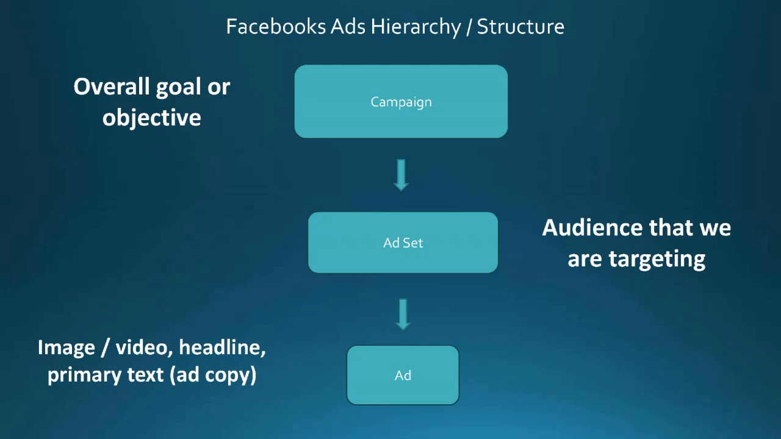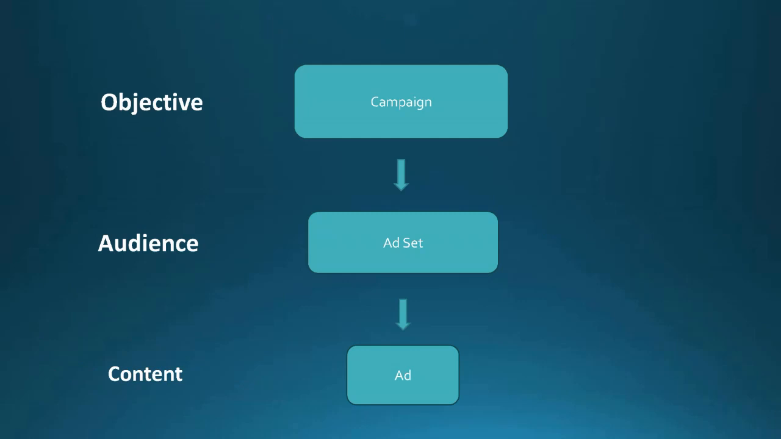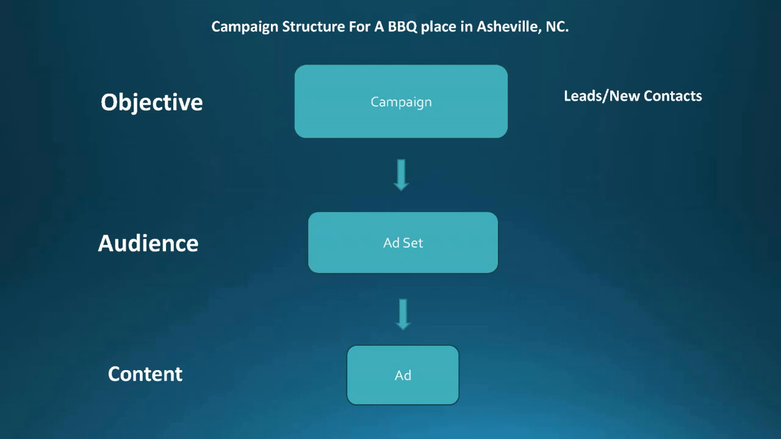So let's take a look at an example here. So we have our definitions. We've got our objective, our audience, and our content. Let's say we have to set up a campaign for a barbecue place in Asheville, North Carolina. Well, we already know we're going to be using a leads campaign because we want to gather all those new contacts. For our audience, we are going to do location targeting, which is something you'll see inside the ad set shortly. And we're going to do a 10-mile radius from the restaurant address.